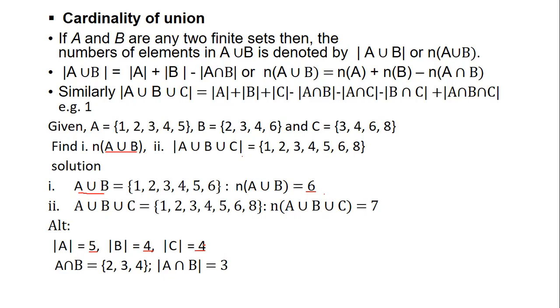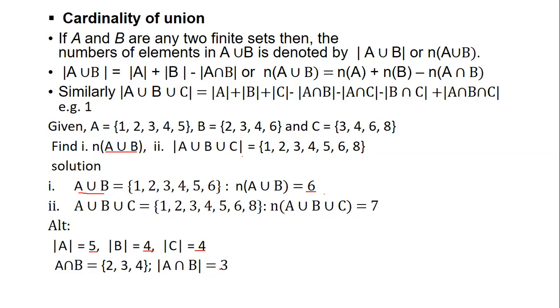Then we need the number of elements that belong to both A and B. If you look at A, we have 2 here and 2 also in B. So 2 is common to both A and B, 3 is common, and 4 is common. Therefore, A intersection B is the set of 2, 3, 4. Please, are you okay with that? Yes, sir. Good.